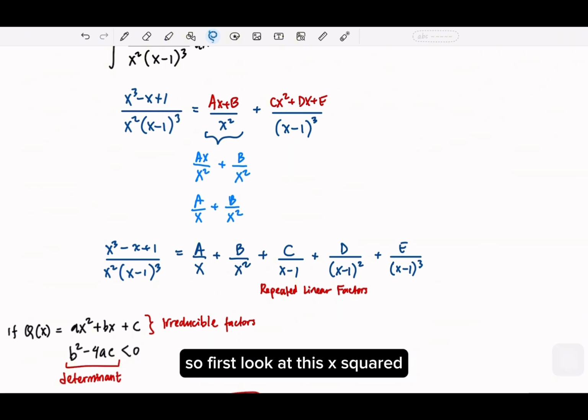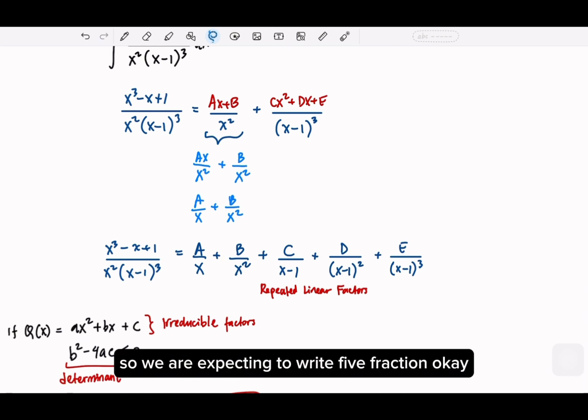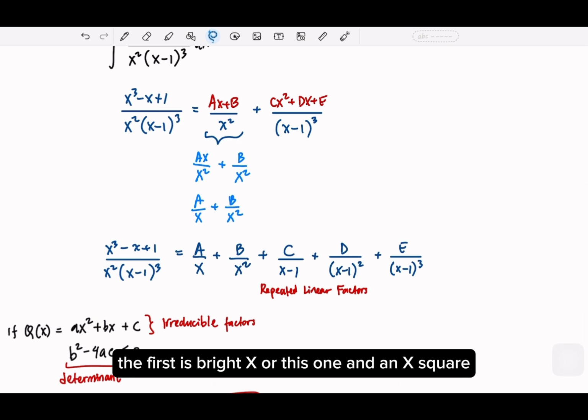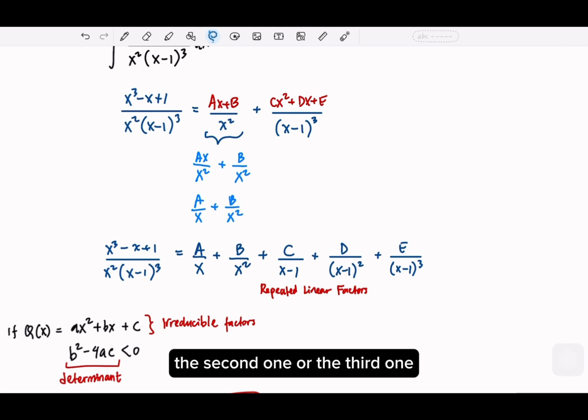First, look at this, x squared, (x minus 1) cubed. So we have 1, 2, 3, 4, 5, at least 5 components, right? So we are expecting to write 5 fractions because of this multiplicity. The first is x, and then x squared, and the top will be constants A, B. The third one we start from x minus 1, so we have x minus 1, (x minus 1) squared, and (x minus 1) cubed.